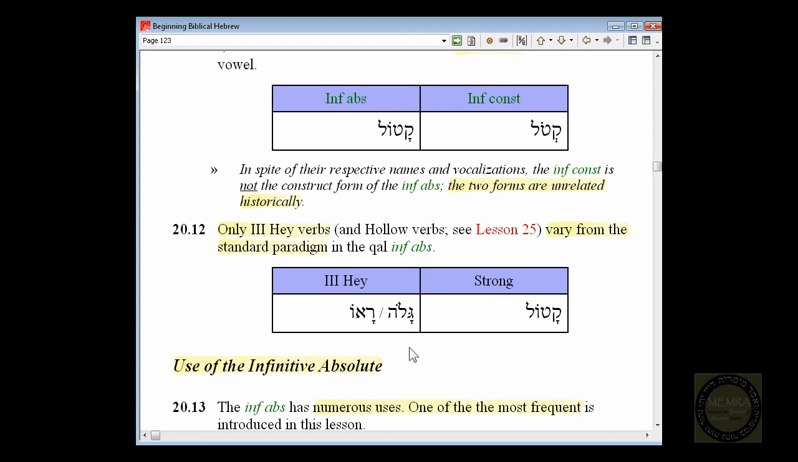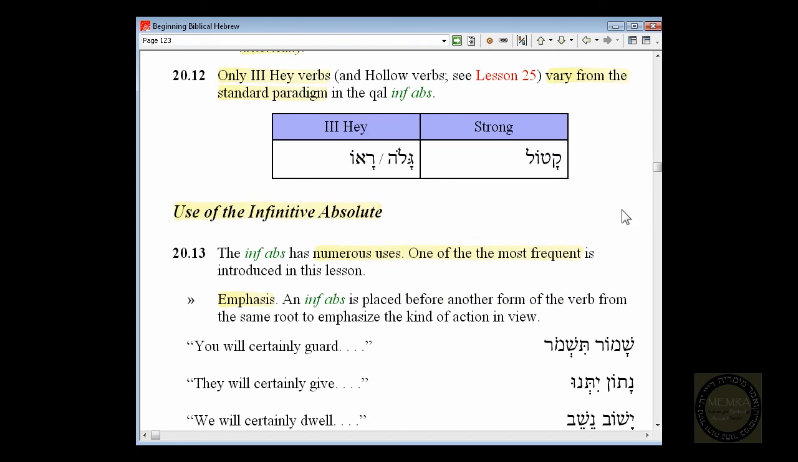You say, well, how would I know the difference between that and the infinitive construct? Right here. It's a kametz. It has to be an infinitive absolute, not an infinitive construct. This is your pattern. Kametz, holem, or holem vav. That's an infinitive absolute. It's only going to be a construct if this is a shva. So again, the patterns up here are pretty important. And again, in some cases, you will lose that third hey. So those are just odd ones.